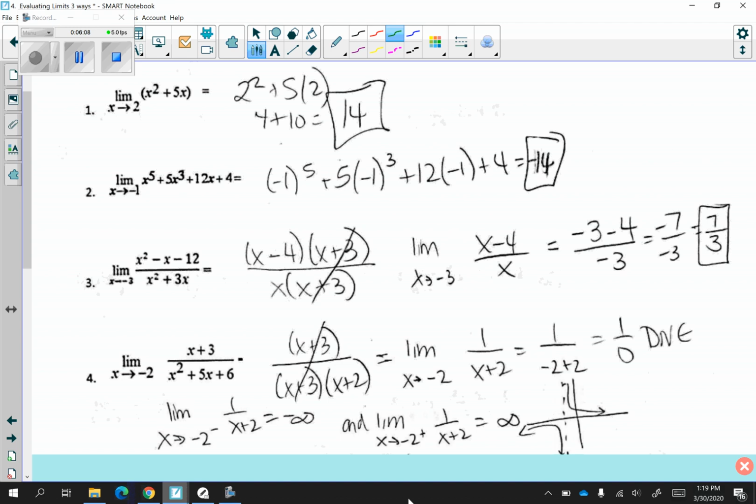If I take a look at the graph, for example, I graphed 1 over (x + 2), and I noticed as x approaches -2 from the left, we're approaching negative infinity, and from the right, we're approaching infinity. Because those don't match, therefore the limit does not exist.